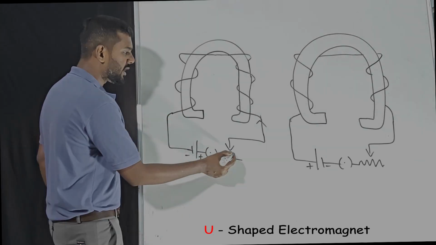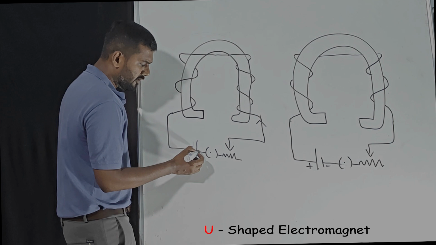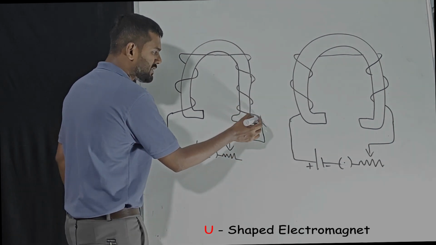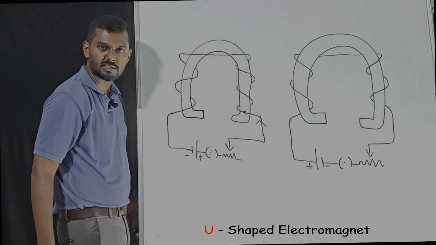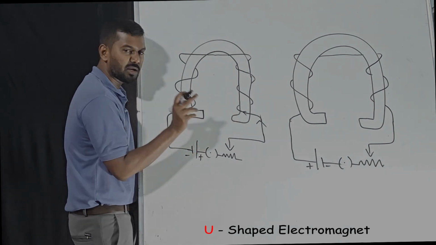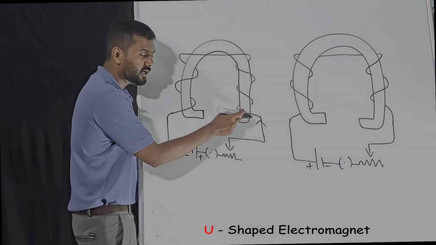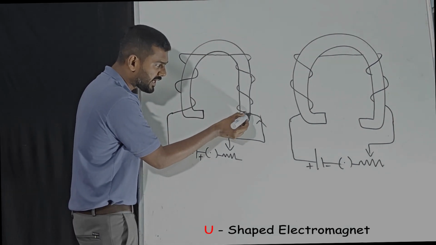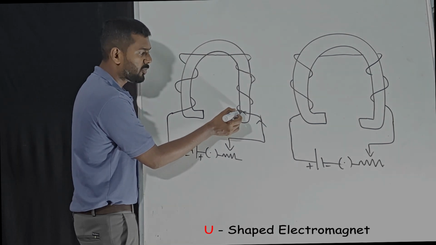So from the plus the current starts flowing. Don't worry about all these things. From here it's flowing. Now once it starts flowing, it goes in this direction, correct? See, we only care about the direction of current on the U shape. This line is on the U shape, right? So this is important.